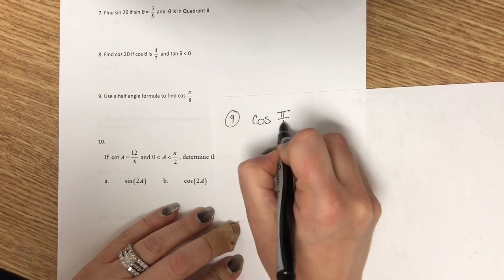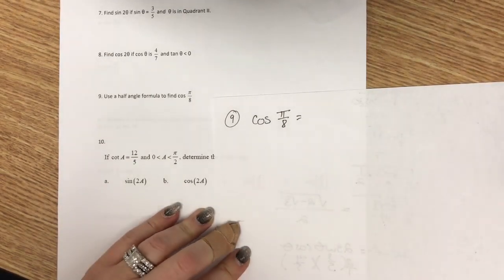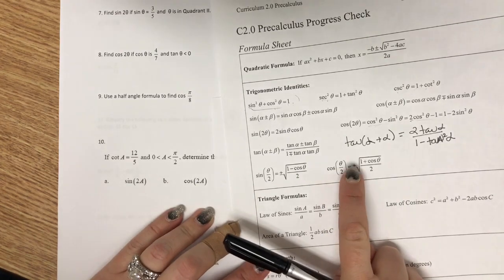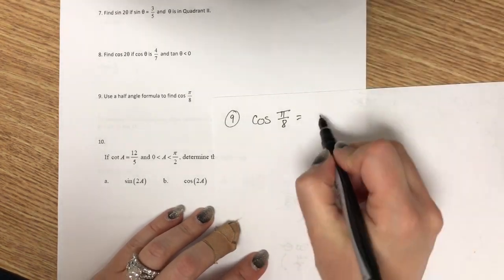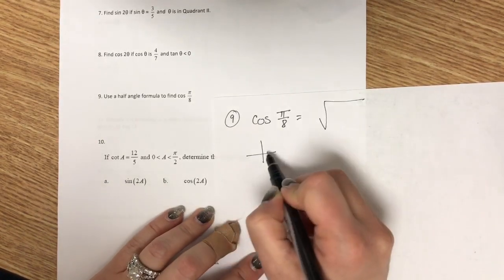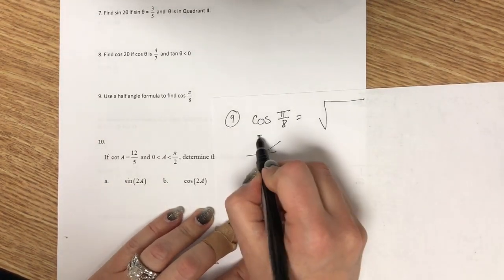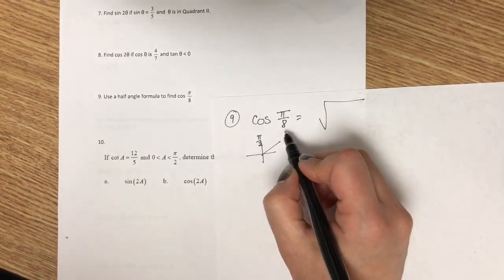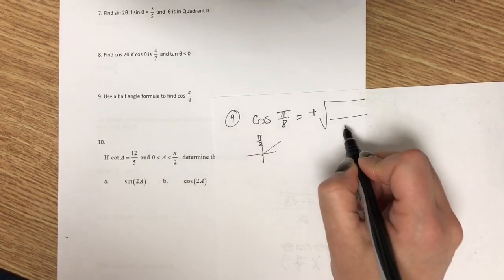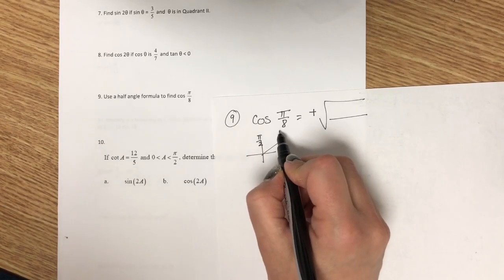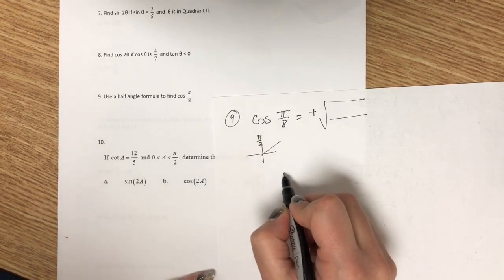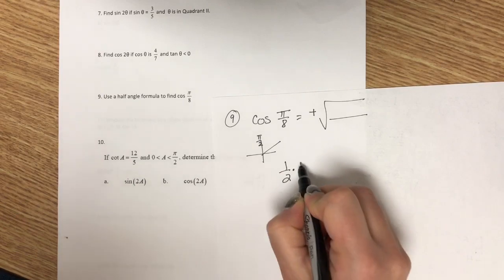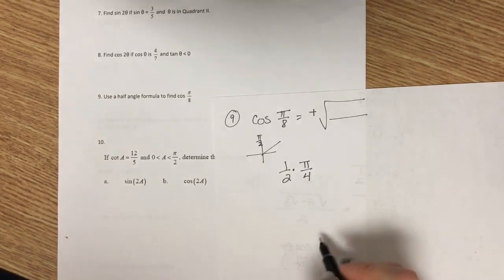All right, another half angle for cosine. So how do we decide positive or negative? What's going to happen is pi over 8 is in the first quadrant, because that's 1/8, and up here is 1/2, and 1/8 is smaller. And in the first quadrant, cosine is positive, so I'm going to use the positive radical. But I have to figure out what angle that is. So what divided by 2 would give me pi over 8? Or what times 1/2 would give me pi over 8 is pi over 4.